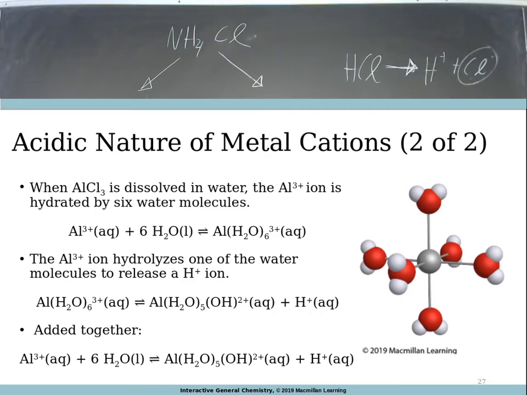And not all metal cations, but many metal cations are at least slightly acidic, and some of them are actually very acidic.